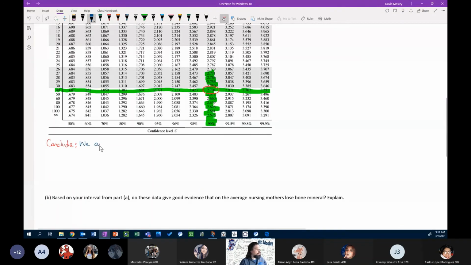And we get to say we are 99% confident that the interval from negative 4.575 to negative 2.599 captures the true mean percent change in BMC for breastfeeding mothers.